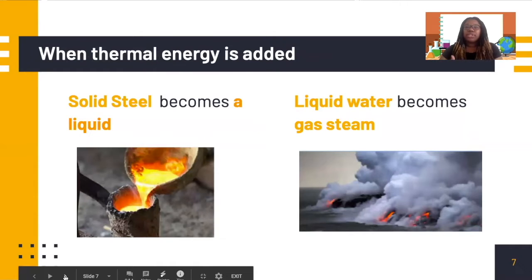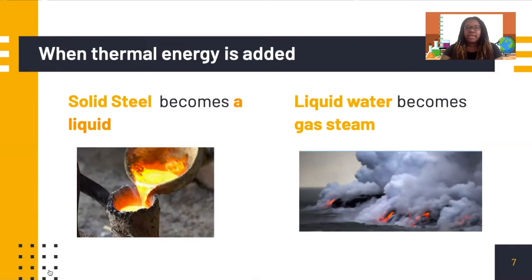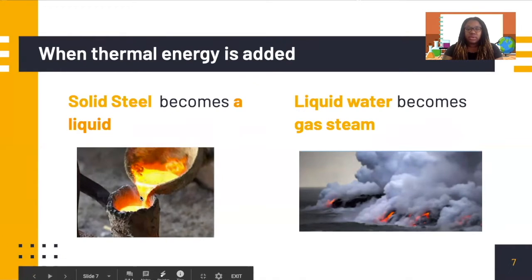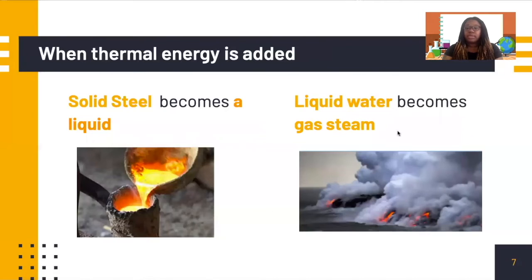Now as thermal energy is added, that means we're turning up the heat and it's getting hotter. That's when we start seeing our solids turn into liquids, right? And our liquids turning into gases. So as the temperature increases, it gets hotter, molecules are moving faster and faster and moving farther and farther apart.